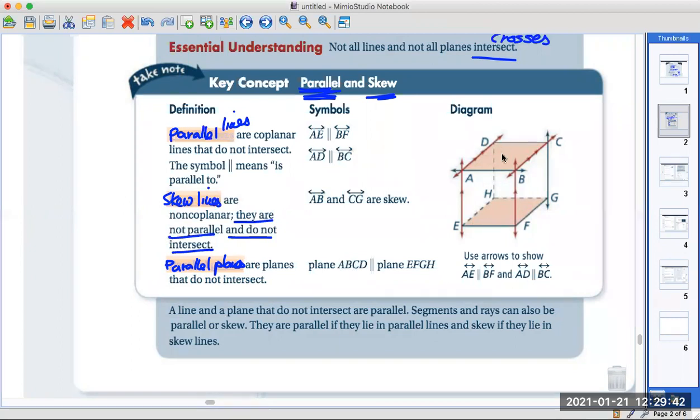Plane ABCD, A, B, C, D, that's the top, is parallel to plane EFGH, E, F, G, H. That's the bottom. And this is your symbol, those arrows. A line and a plane that do not intersect are parallel. Segments and rays can also be parallel or skew.